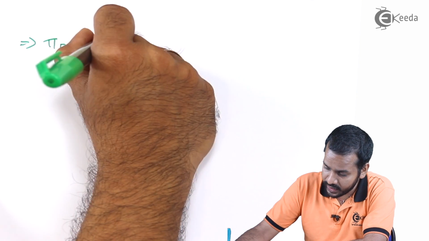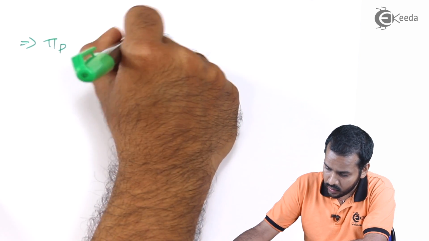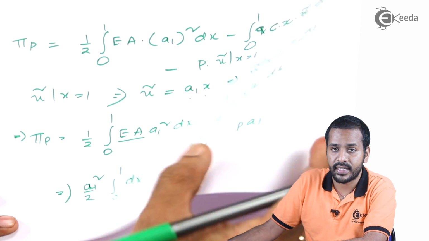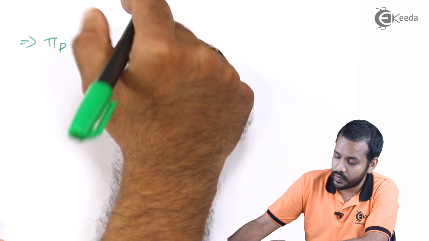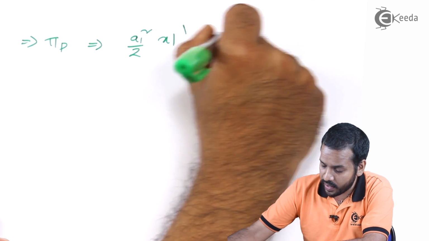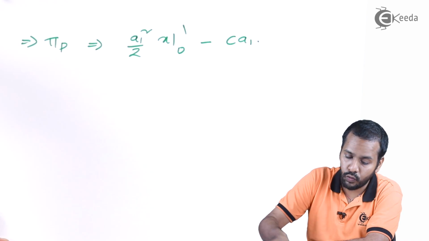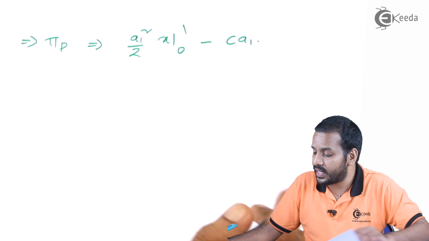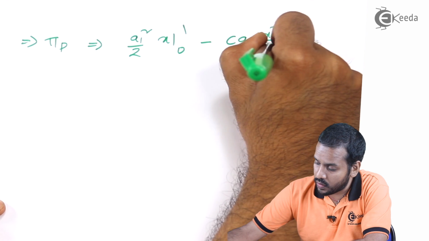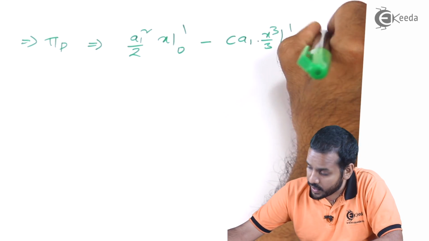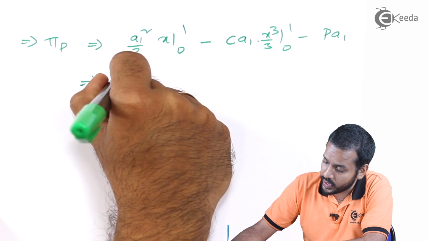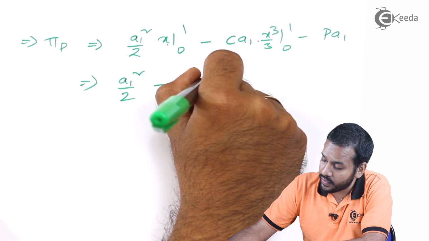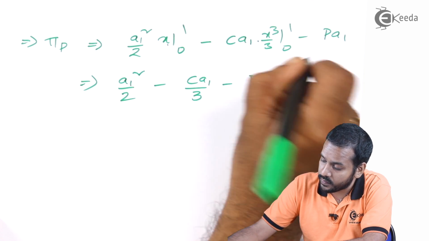That implies pi p is nothing but a1 square by 2 into, what is the first term? Integral 0 to 1 dx is nothing but x varies from 0 to 1, minus C a1 into, what is the second term? Second term is integral 0 to 1 x square dx. So what is the integral of x square? It is x cube by 3, limits are from 0 to 1, minus P a1. So that implies a1 square by 2, this value is 1, minus C a1 by 3 minus P a1.